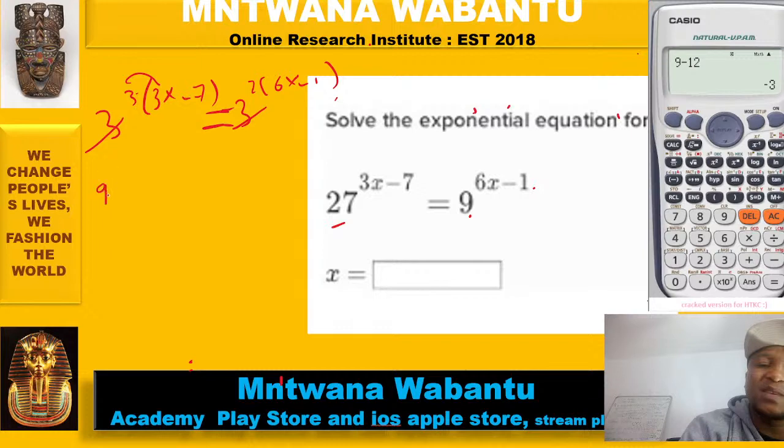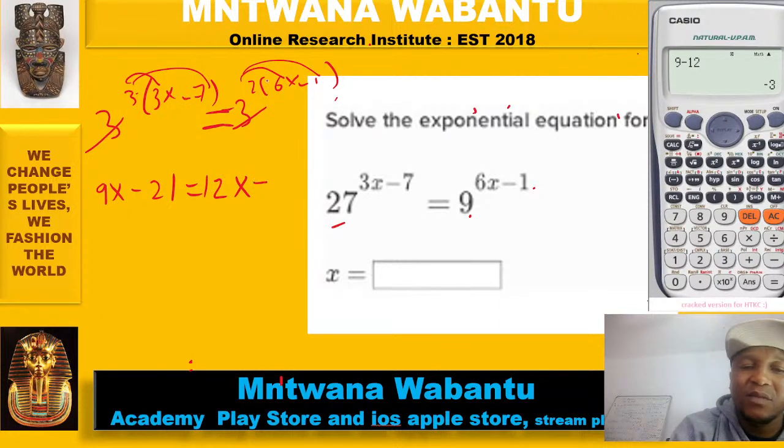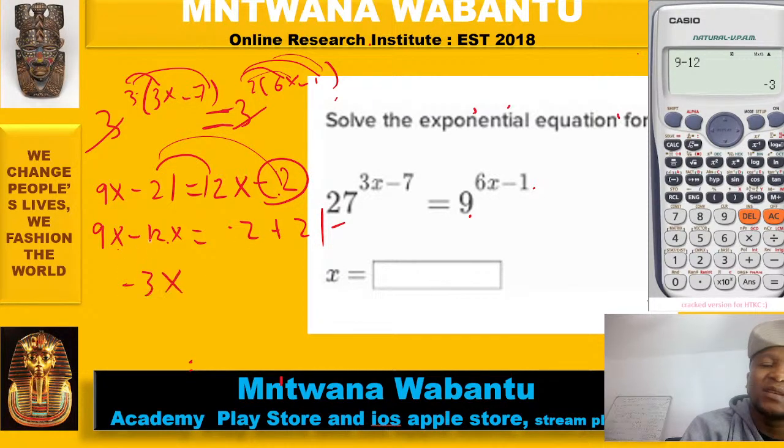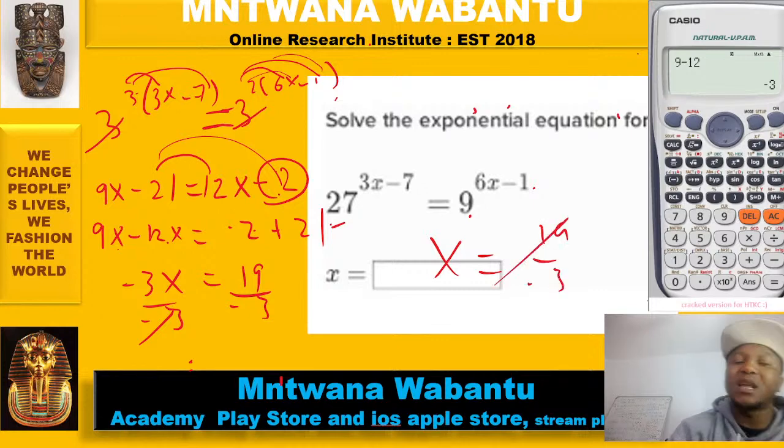So 3 times 3, 9x. 3 times 7, 21. Equal to 2 times 6, 12x. 2 times 1, is going to be negative 2. Okay, now let's put together. 9x is going to come here, it's going to become minus 12x equal to negative 2. Come here is going to become plus 21. Yeah, that's correct. It's going to give us negative 3x equal to 19. Yes, divide by negative 3, divide by negative 3. This and this cancel. So x equal to 19 over negative 3. Negative 19 over 3, or 19 over negative 3, either way.